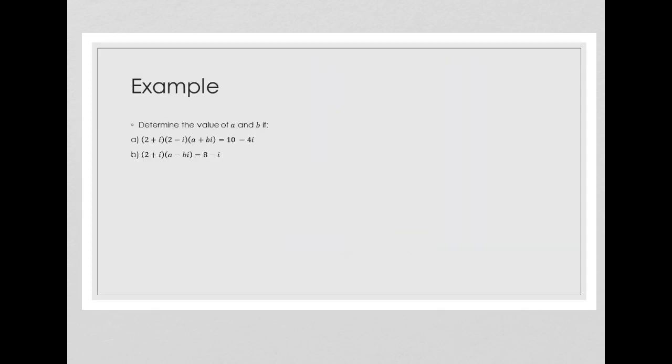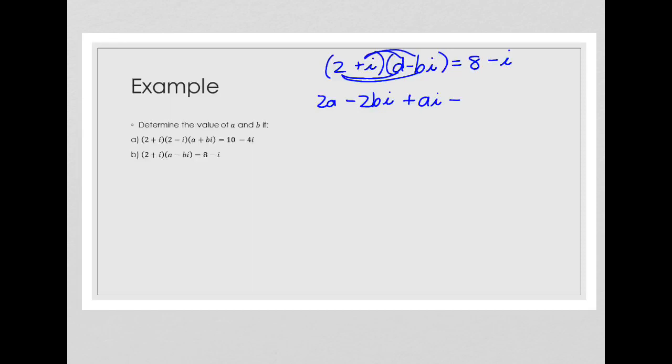Now let's look at B. In B, we have (2 plus i)(a minus bi) equal to 8 minus i. So let's simplify the left-hand side. It's going to be 2a minus 2bi plus ai minus bi squared, all equal to 8 minus i.